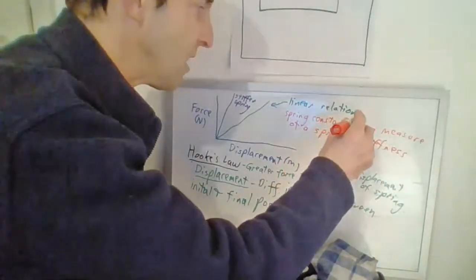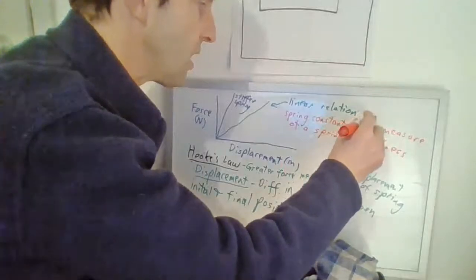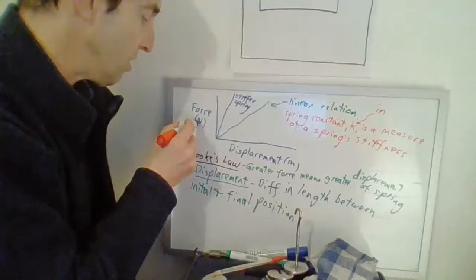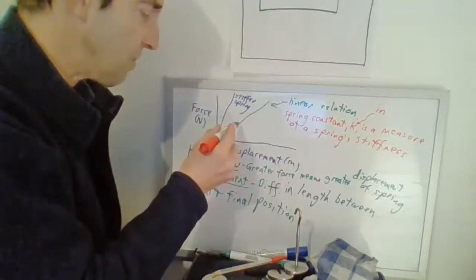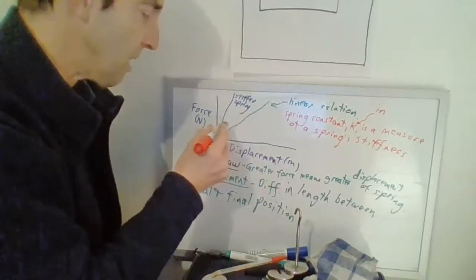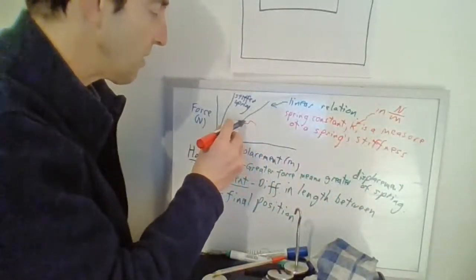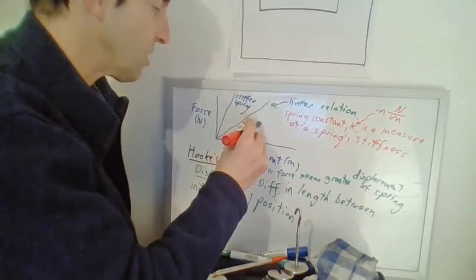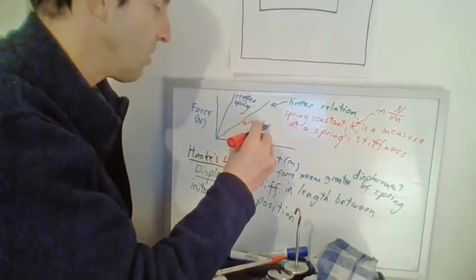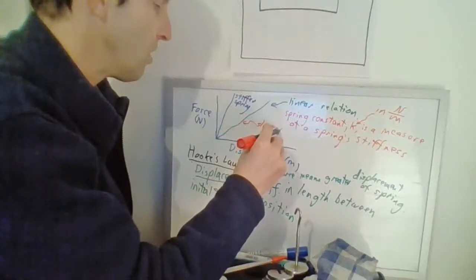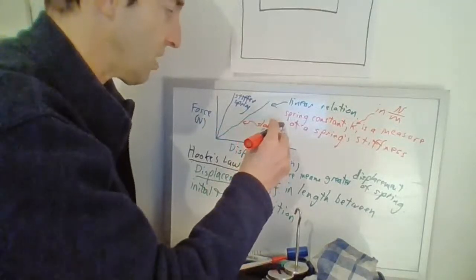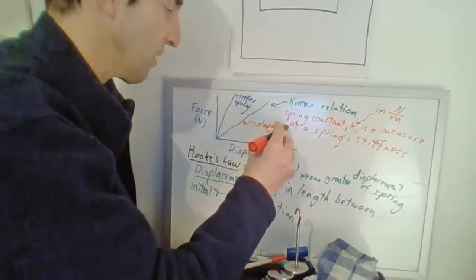And it's in, you ready? K is measured in, not surprisingly, newtons per meter. Oh, as if I got a slope of one of these lines. So the slope of this line, or any of these lines, the slope is K. So that's the spring constant, the slope on this graph.